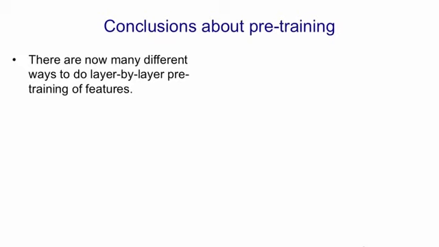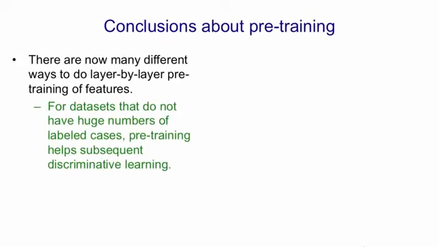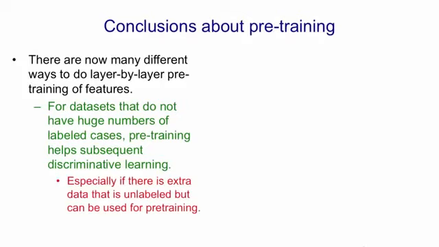I want to finish by summarizing my current view of pre-training. There are now many different ways to do layer-by-layer pre-training that discovers good features. When our dataset does not have a huge number of labels, this way of discovering features before you ever use the labels is very helpful for the subsequent discriminative fine-tuning. It discovers the features without using the information in the labels, and then the information in the labels is used for fine-tuning the decision boundaries between classes. It's especially useful if we have a lot of unlabeled data, so that the pre-training can do a very good job of discovering interesting features using a lot of data.